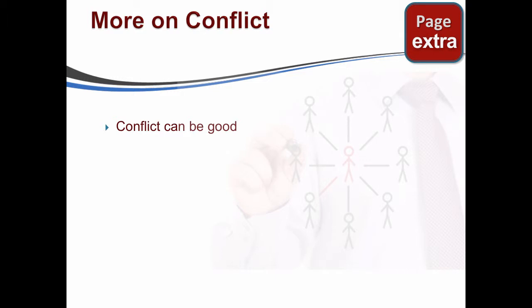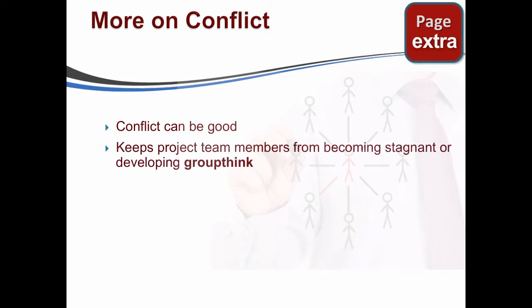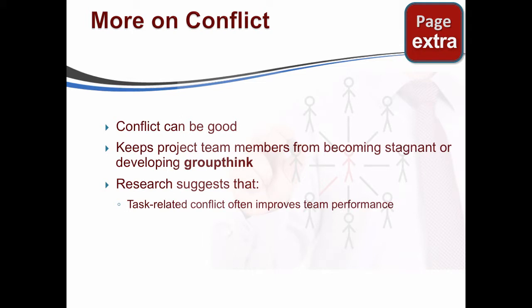Conflict can be good. It can bring things out, such as new ideas, better alternatives, and motivation to work harder or more collaboratively. It keeps the project team members from becoming stagnant and developing what is called groupthink. Groupthink is the conformance of values or ethical standards of the group so that they say, well, if it's good enough for government work, and you've probably heard that. No conflict means that the project could stagnate. And research suggests that first of all, task-related conflict often improves team performance. Task-related conflict does, not necessarily personal. And emotional conflict often depresses the team performance.